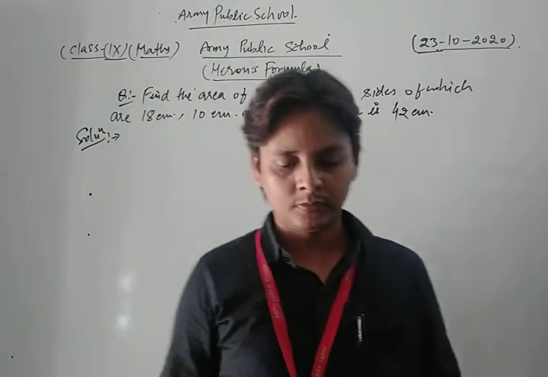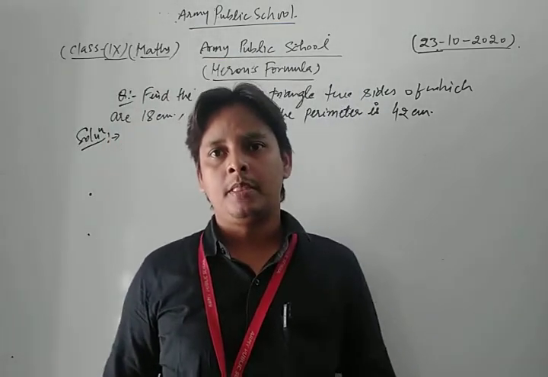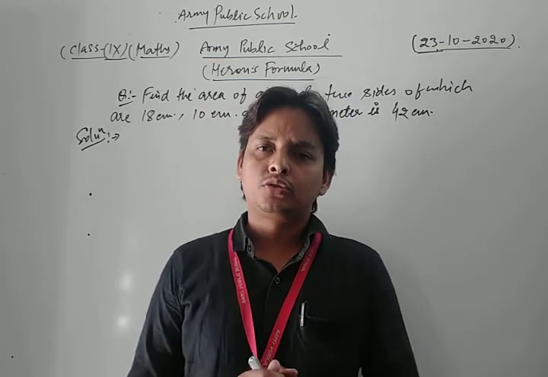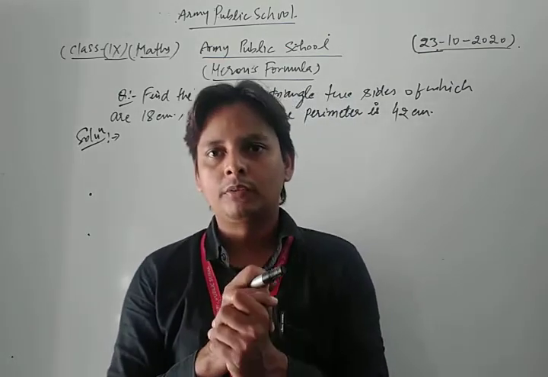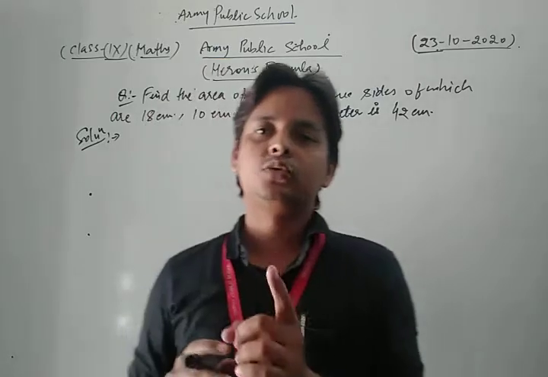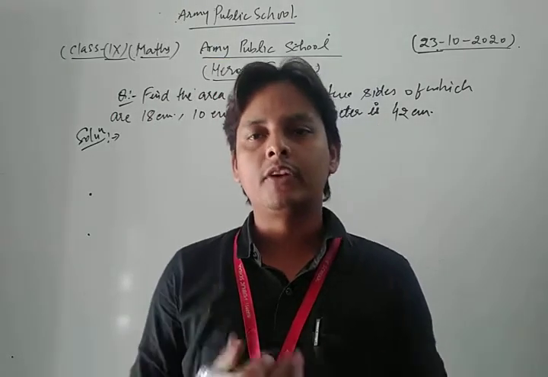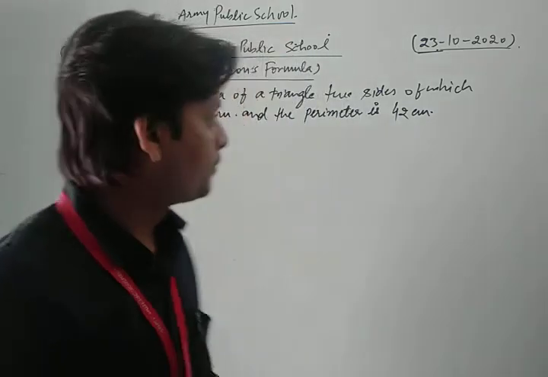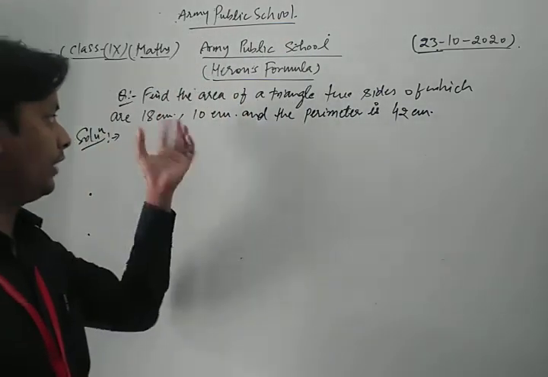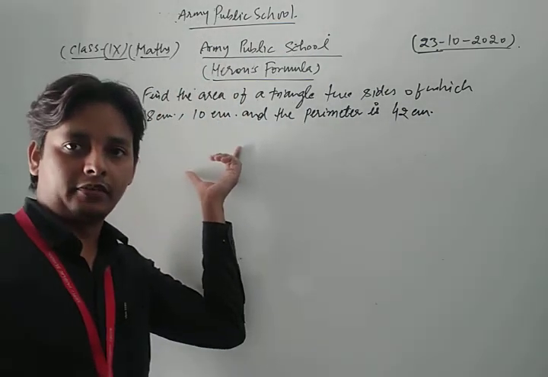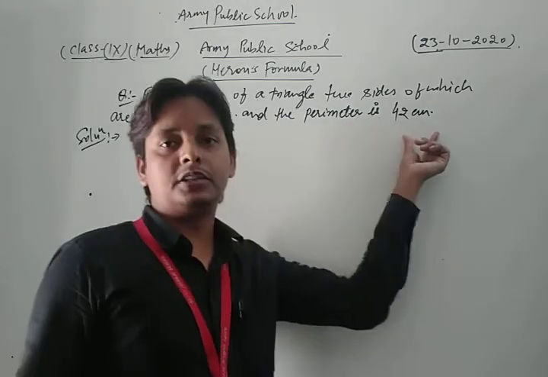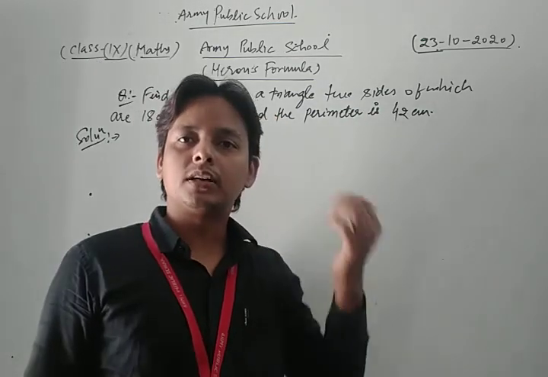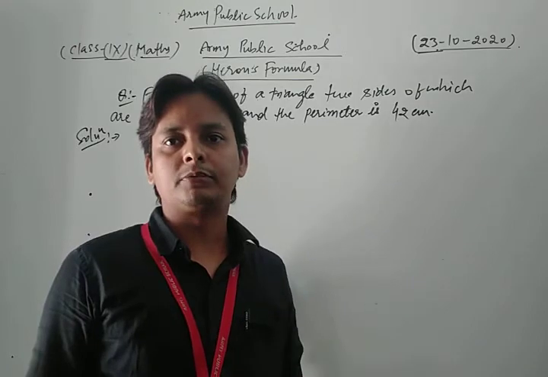Dear friends, this question is also solved with the help of Heron's formula. But dear students, in Heron's formula, first of all we need all three sides. In this question, only two sides are given and the perimeter is given. Dear student, perimeter means the sum of all its sides. This is the concept of perimeter.